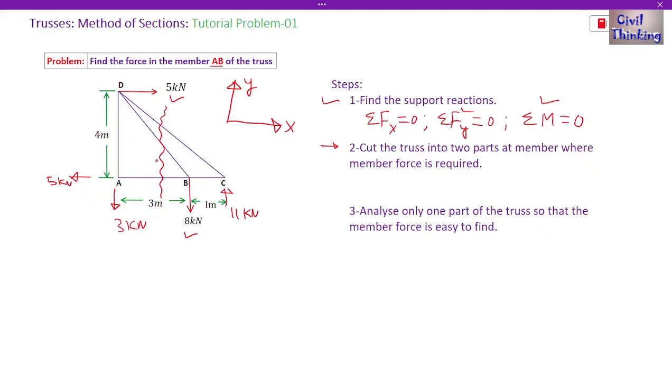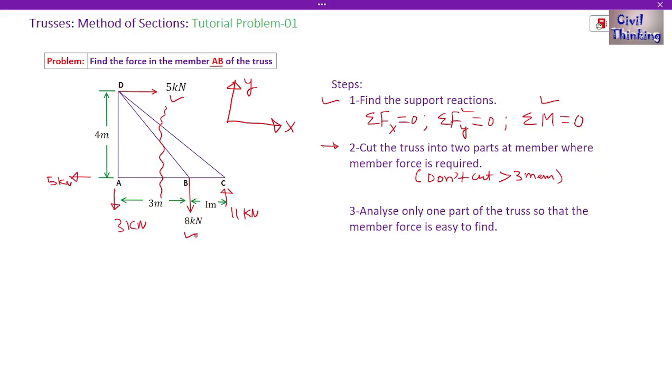Now we have two parts. One part is all of this to the left of this section, and the right part is this side. Remember there is a rule: when we cut the members, don't cut more than three members. You can cut up to three but not more than three. Now in this section, how many members are cut? One, two, and three members are cut, so we are okay.